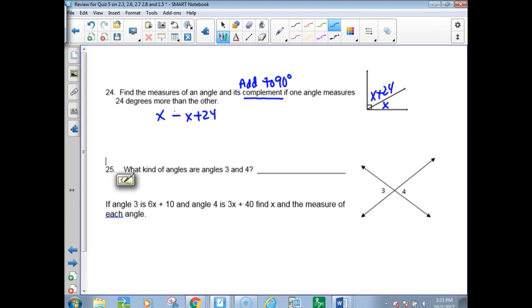And then we know that they add up to 90. So we're going to have 2 times x plus 24 equals 90. We would subtract 24 from both sides, leaving us with 2 times x is 66, and then divide by 2 to get x to be 33. It says find the measures of an angle and its complement. Well, one of the angles then is 33 degrees, and the other is 90 minus 33, or 57.